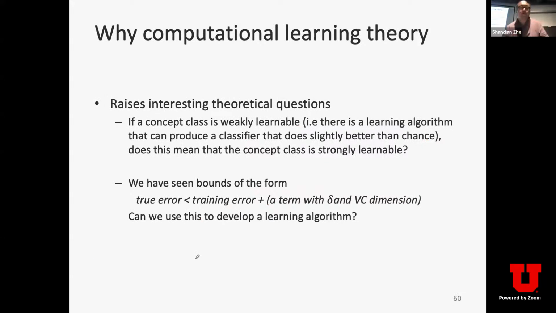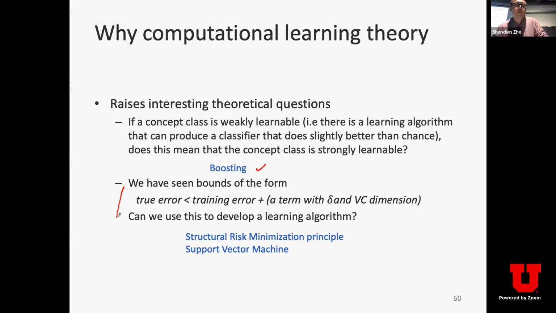This gives us a hint why computational learning theory is useful. It not only raises interesting theoretical questions, but answering those questions might also motivate us to develop new learning algorithms. For example, the boosting algorithm is motivated by the question: if a concept class is weakly learnable, meaning there exists a learning algorithm that can produce a classifier slightly better than chance, does this mean the concept class is also strongly learnable? That motivates boosting.